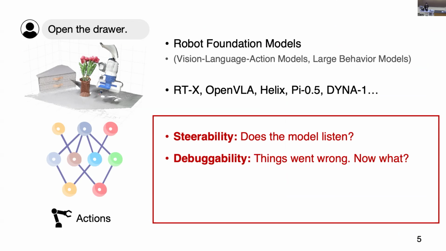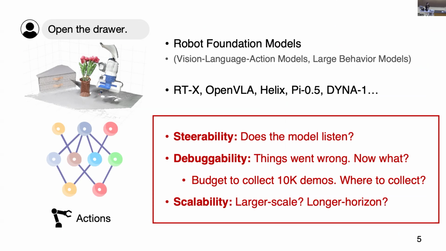And second is debuggability. If things go wrong with these gigantic models, now what should you do about it? There are still a lot of, I would say, research questions people have to answer in order to move in this direction further along. For example, if you have the budget to collect 10,000 more demonstrations, where should you collect that data? And if you want your policies to go from 80% to 99.99%, where should you collect that data and how much data do you need to collect?